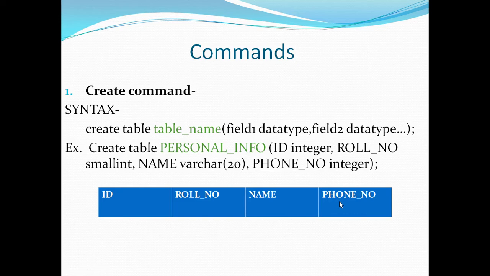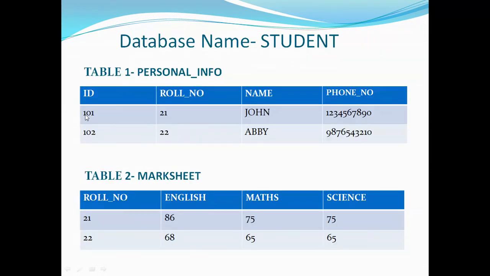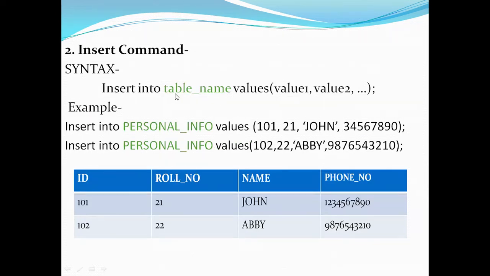Till now we have only created the table, we have not inserted any data in it. So now we will insert data in it, and we will use the insert command for that. So see, in this table, the first row has ID 101, roll number 21, name John, and this phone number. So we will use this insert command for inserting this row. What is the syntax for this? We will write insert into, then the table name, then values, and start the bracket. One by one we will write all the values: value 1, value 2, value 3, and so on. And at the end we will put the semicolon.